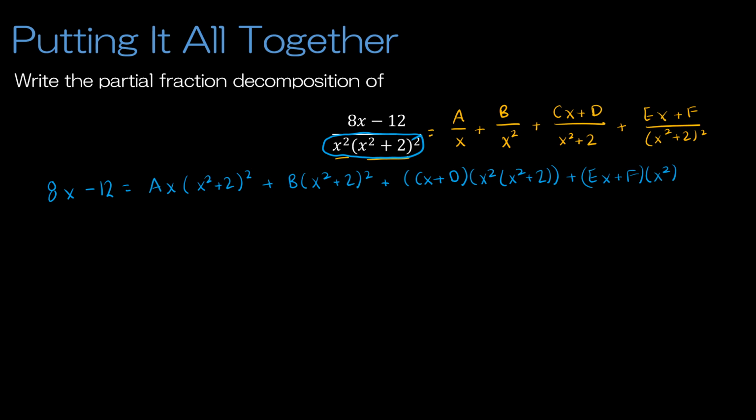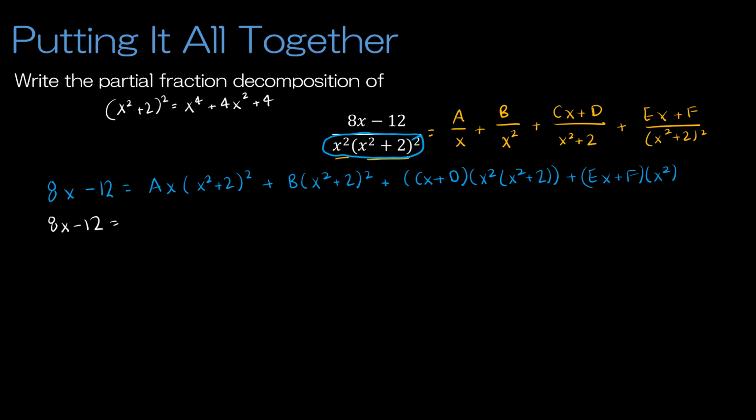We're going to have to multiply everything out. So I want to start by just saying that (x squared plus 2) quantity squared, because we're going to use this more than once, is x to the 4th plus 4x squared plus 4. So when I'm going through and doing my multiplication, I'm just going to reference that. So this is 8x minus 12.